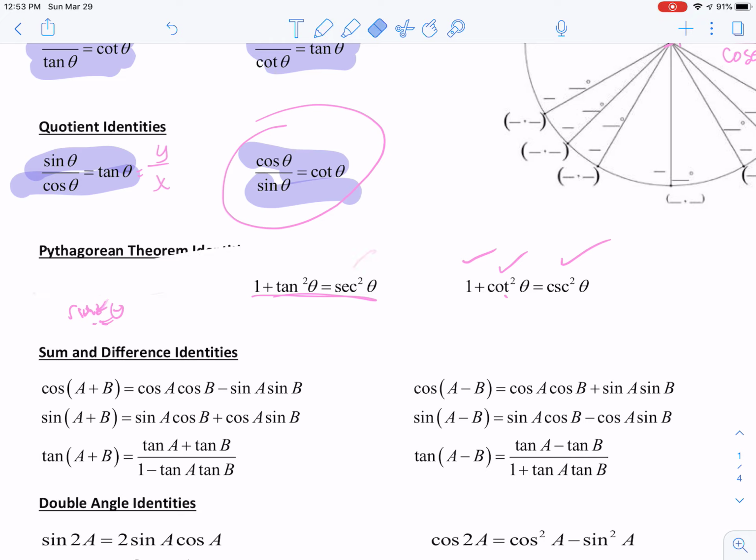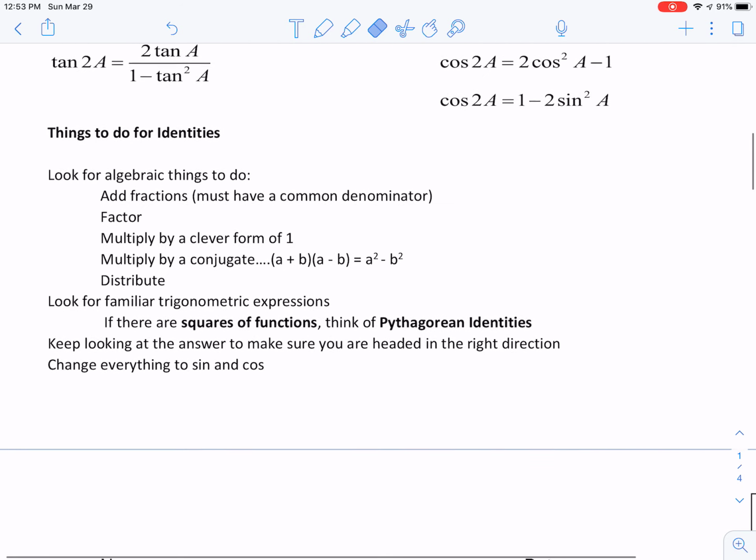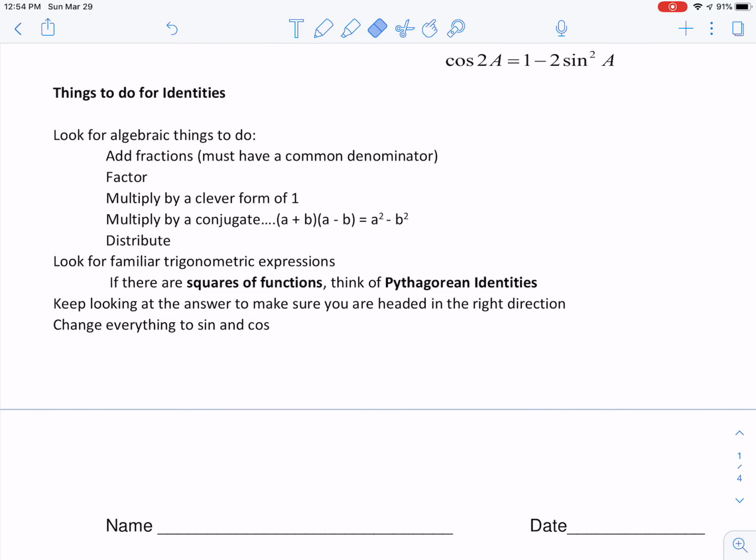And these are the identities that we're going to be using today to manipulate and rearrange things and simplify things, okay? Now, here are some of the steps, and again, you can have this list and be using it all the time, but these are the things that you do to manipulate, like the rules of the game. You look for algebraic things to do. If you have fractions, you want to get a common denominator and add them. If you can factor, you always want to factor, maybe pull out a common term or factor a binomial, difference of squares. You want to multiply by a clever form of 1.